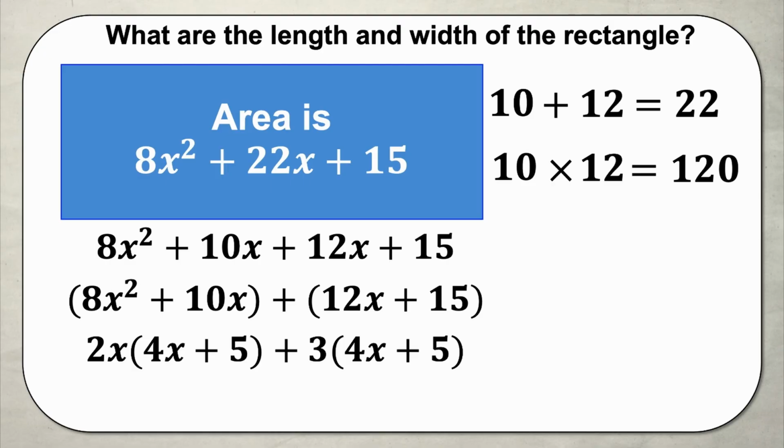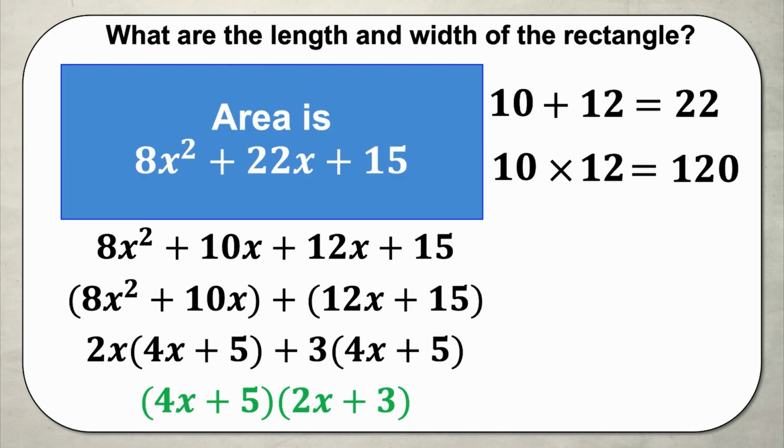On the second set of brackets, I'm going to factor out a 3. 12x divided by 3 is 4x, and 15 divided by 3 is 5. Now you'll notice that what's in brackets, 4x plus 5, is the same, and that allows me to simplify to this final line. So if I factor out those brackets, I get this final line, 4x plus 5 and 2x plus 3. And those are my two factors. That's my length and my width.